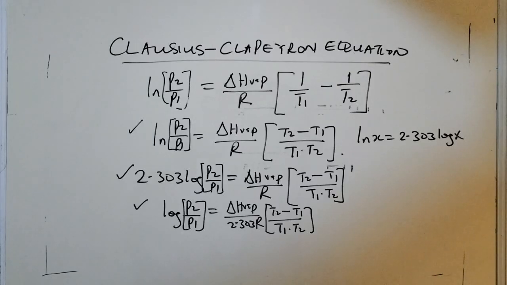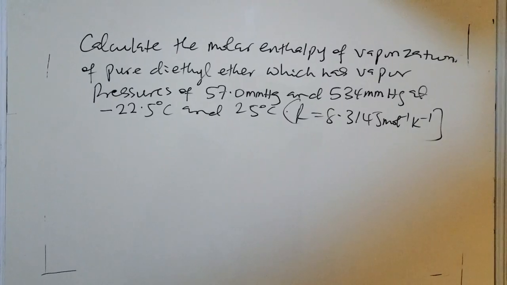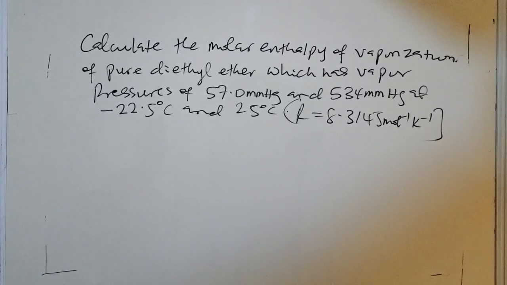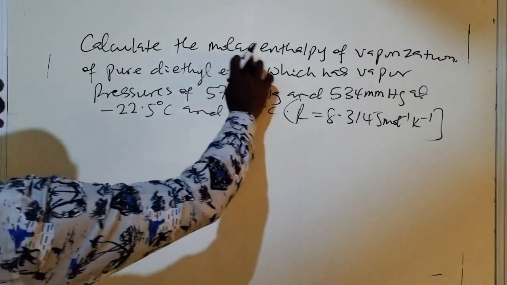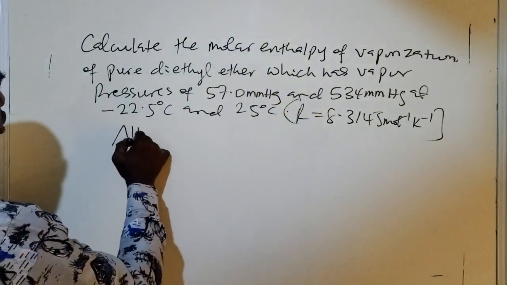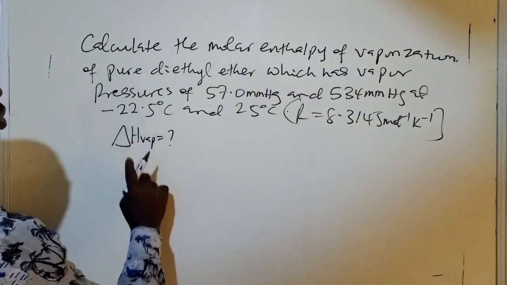So let's take two examples on this, two calculations on it. Let's look at this one on the board that says: calculate the molar enthalpy of vaporization of pure diethyl ether, which has vapor pressures of 57 millimeter mercury and 534 millimeter mercury at minus 22.5 degrees Celsius and 25 degrees Celsius. So we're going to list what we have here. What are we looking for? We're looking for the molar enthalpy of vaporization, delta H vaporization, unknown.